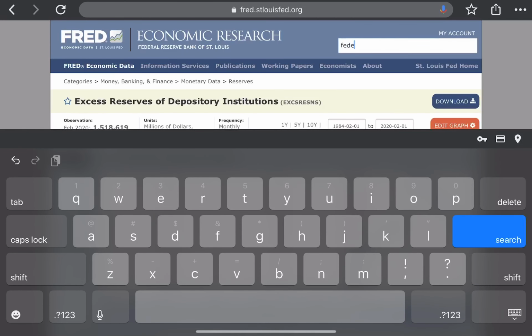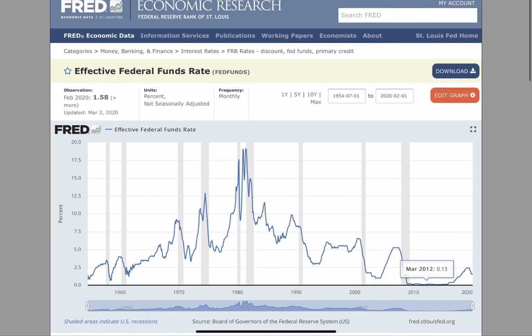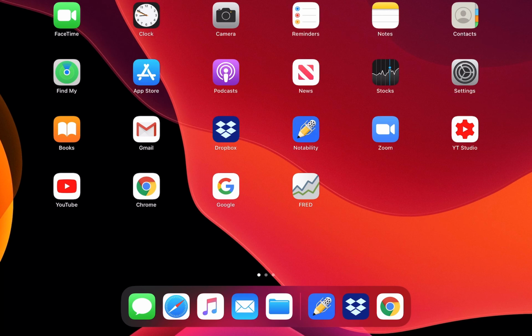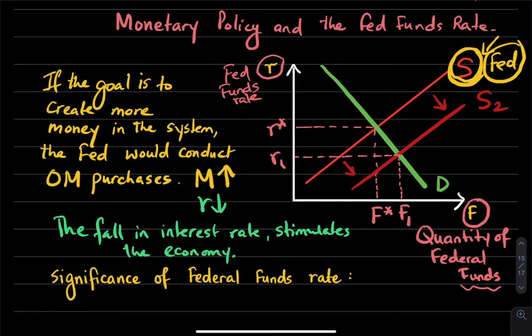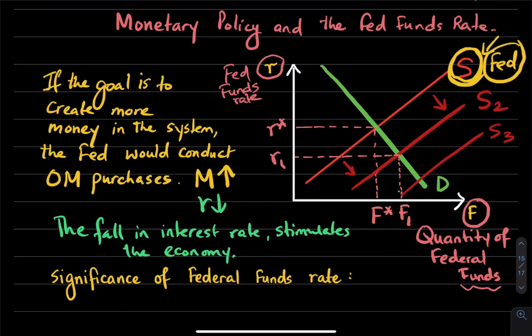by typing in federal funds rate. And so you can see what's going on with the federal funds rate over time here. And only recently the central bank, our Federal Reserve, because of the COVID-19 pandemic, has acted and tried to create more liquidity in the system by slashing interest rates. So going back to the diagram, it has brought interest rates closer to zero by increasing supply. Okay, and this is going to be associated with a higher quantity of federal funds in the system.